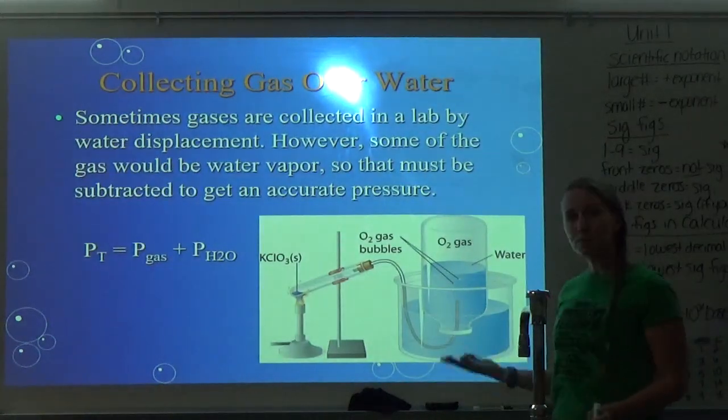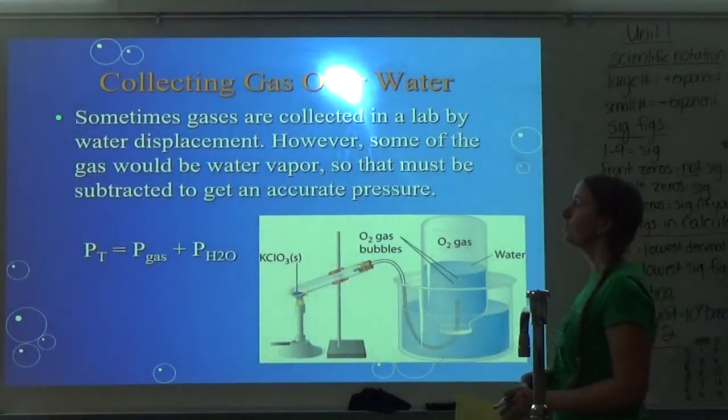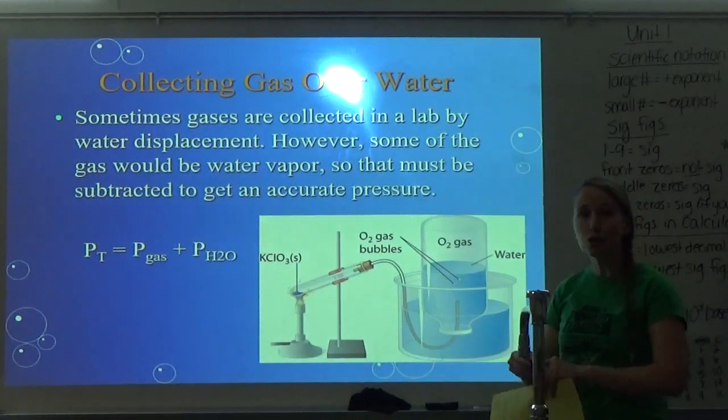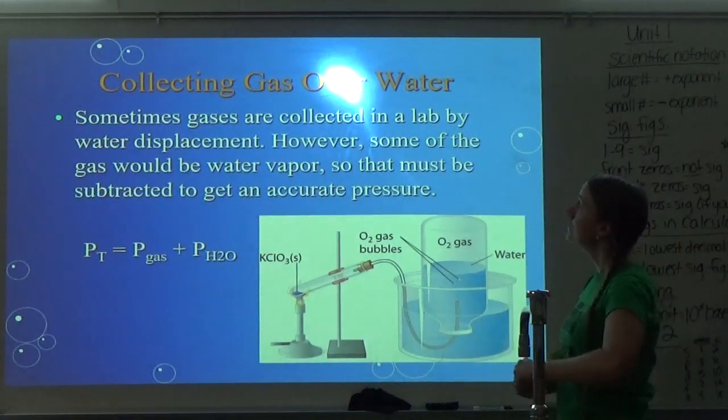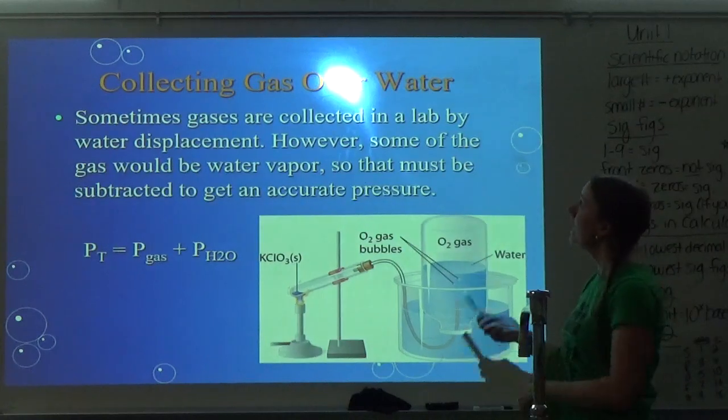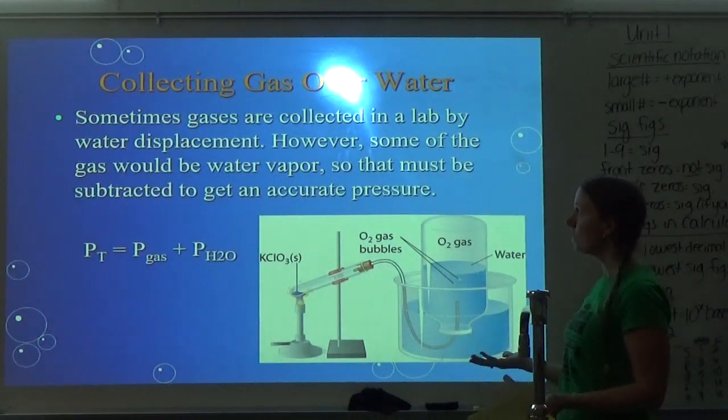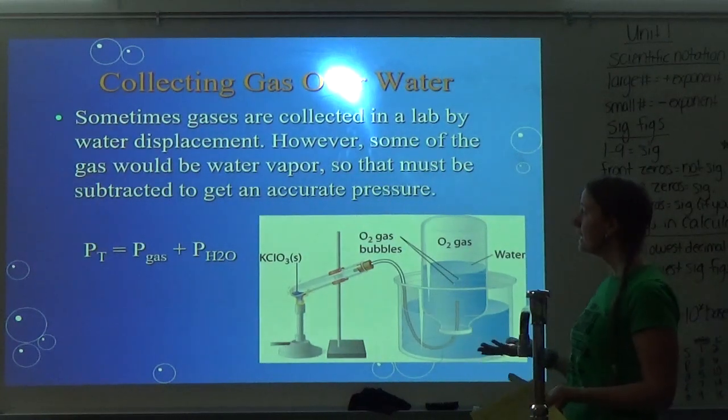All right, so next thing we're going to talk about, this deals with Dalton's law of partial pressures, and that is when you collect a gas over water. So sometimes gases are collected in a lab by water displacement. However, some of the gas would be water vapor, so that must be subtracted to get an accurate pressure.